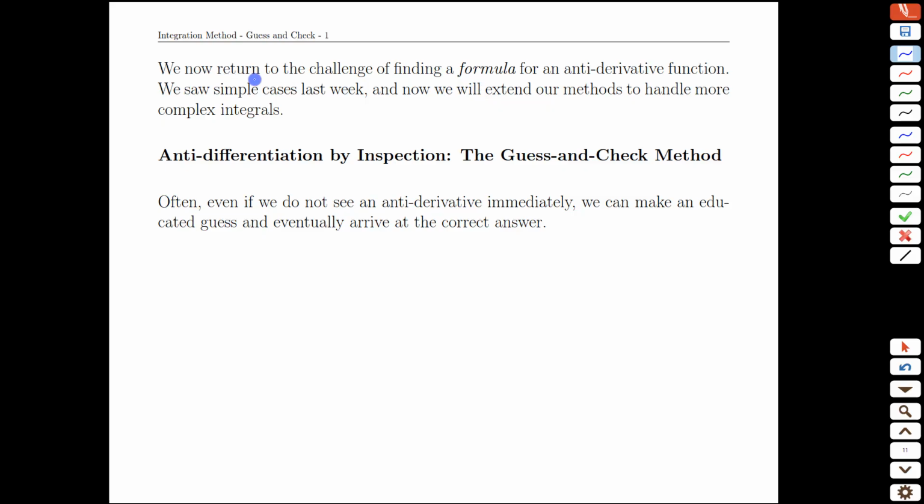In this video, we're now going to return to the challenge of working with formulas and antiderivatives or integrals. We're going to start with what is considered the most straightforward method, the method of guessing and checking. The idea is that we can sometimes take an educated guess at what the integral would look like and then tweak it, hopefully with some constants or some relatively easy manipulations, to get to something that matches exactly what we need. This is much more easily seen through a few examples.